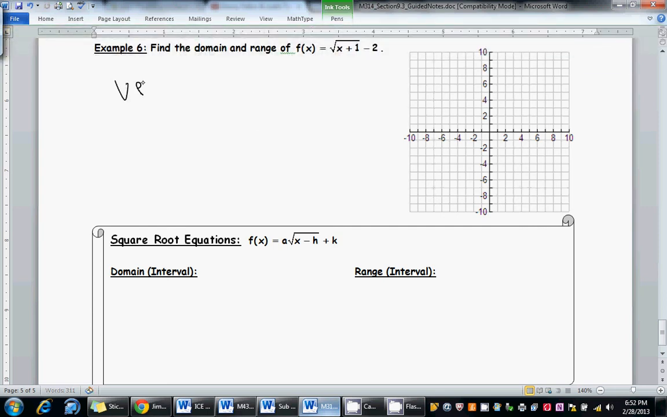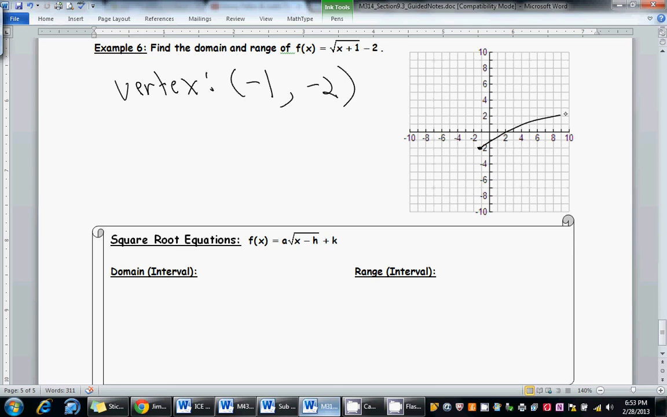Same thing. Let's start with the vertex. Whatever's inside here, whether it's inside the x squared, inside the absolute value, or inside the square root, you're going to take the opposite of that number. So that becomes a -1. And that becomes the x-coordinate of your vertex. And the number outside of that, -2, becomes the y value. So the point here is -1, -2. And now here's what the graph of this looks like.